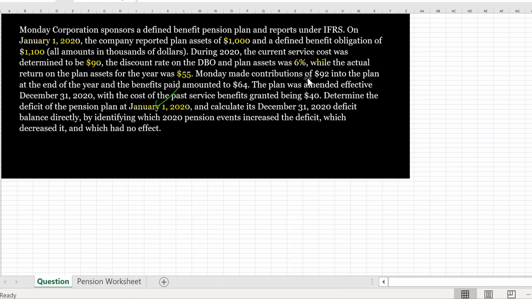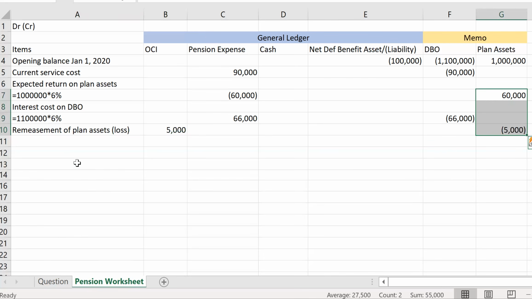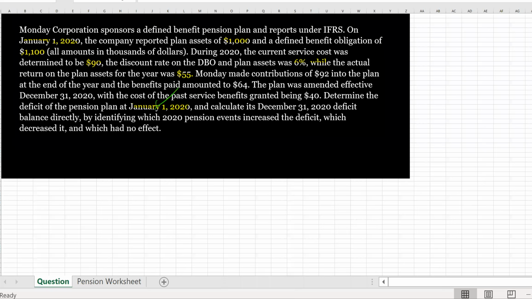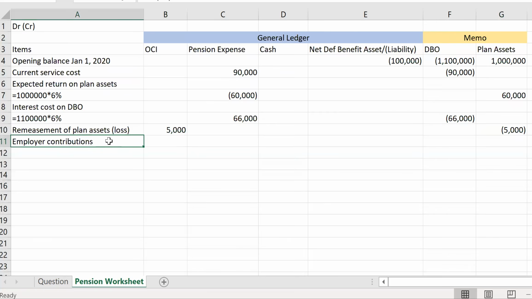Now it says the company made contributions of $92,000 into the plan at the end of the year. So let's go employer contributions. So employer contributions are going to decrease cash. So we're going to credit cash 92,000, and they are going to increase our plan assets because we're basically moving cash, if you will, from the company to the plan. So let's just say we're decreasing our cash and we're increasing the value of our assets. You can also think of these assets just as cash.